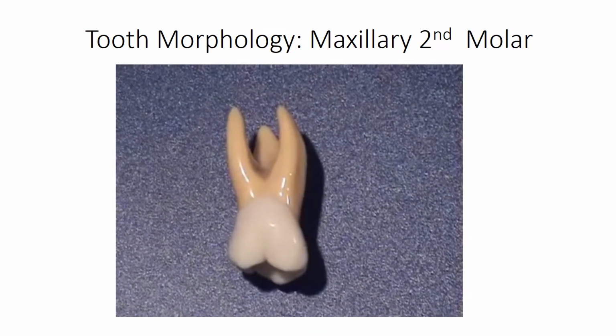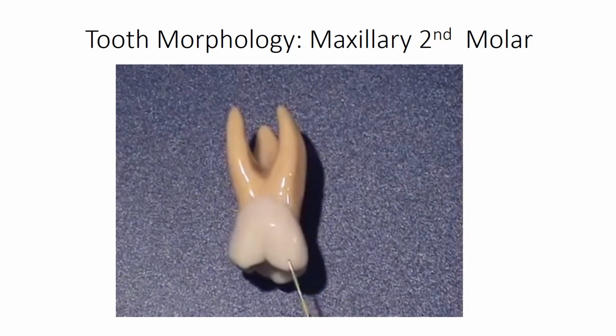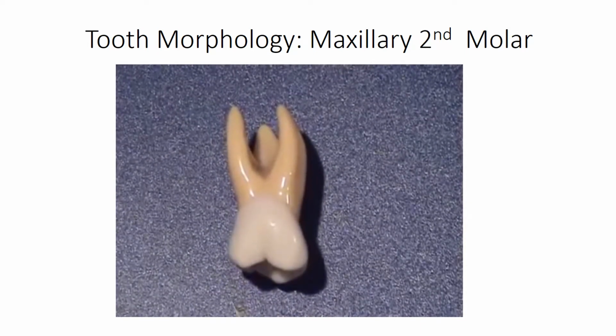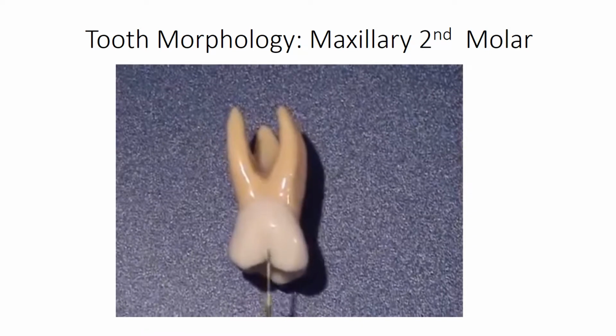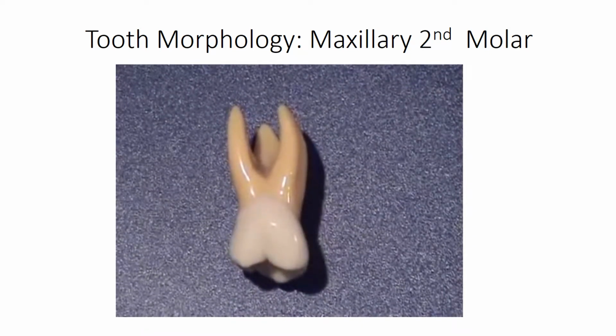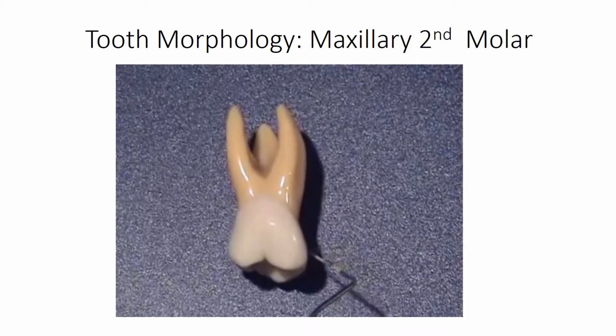From the facial, the mesiobuccal cusp is longer and wider than the distobuccal cusp. There's a buccal groove, but it's shorter than the one on the first molar. The mesial and distal contacts are both in the middle third.